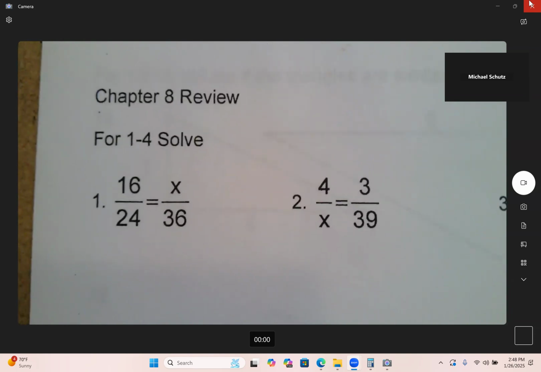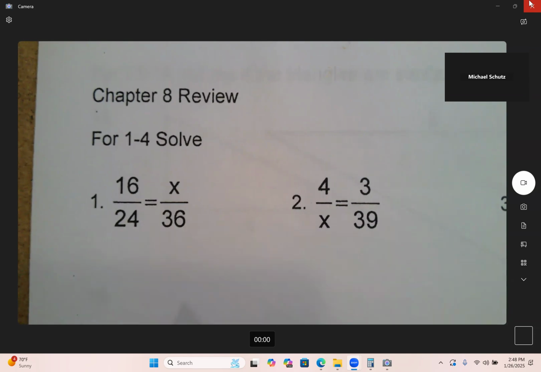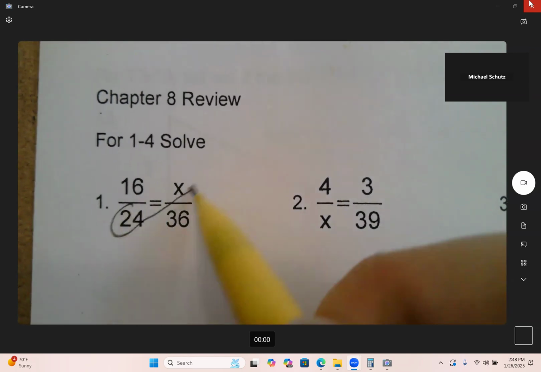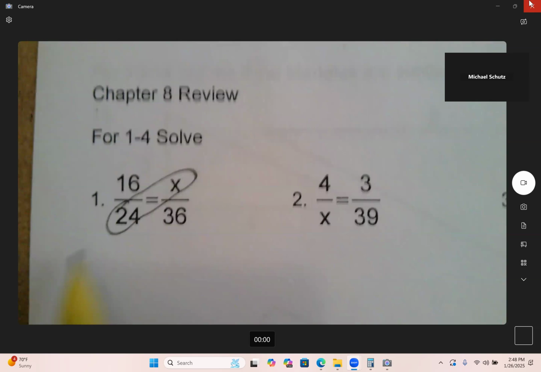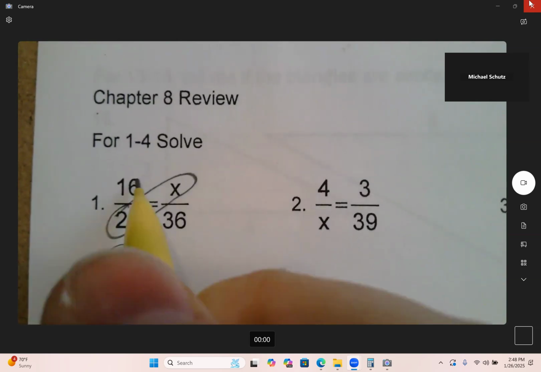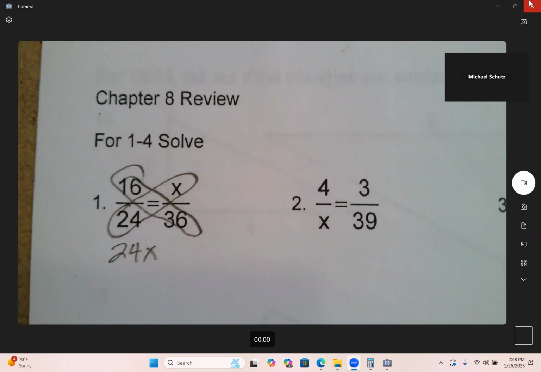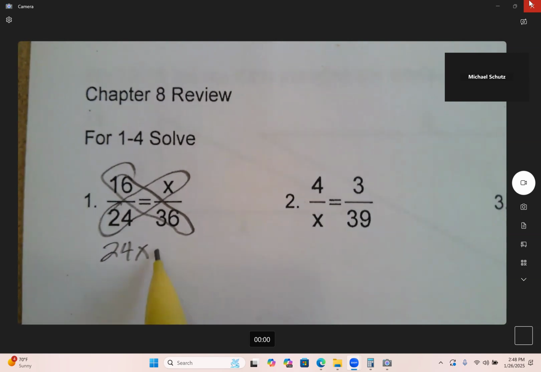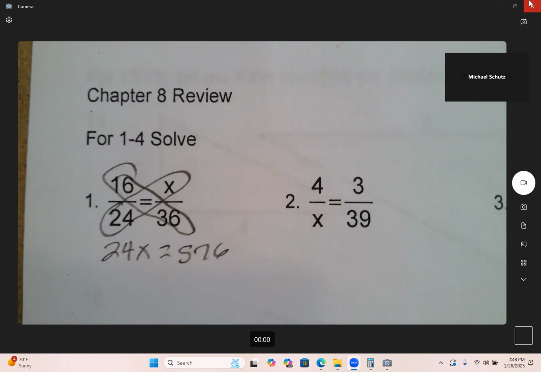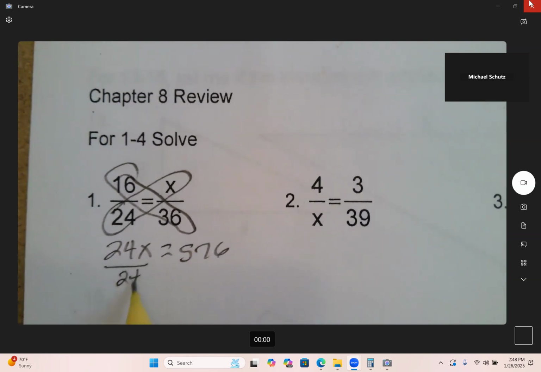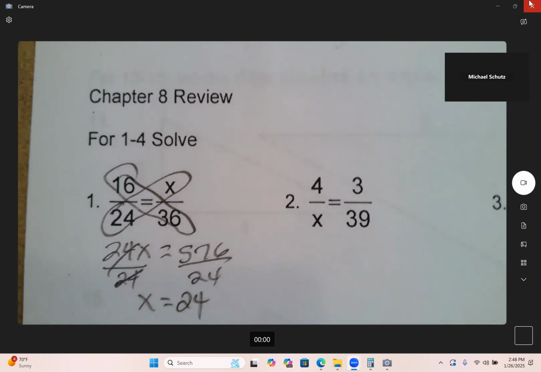So when we solve these proportions, we are going to do what's called the cross product. So we're going to multiply like this. 24 times x is 24x. And then we will use probably the calculator here to do 16 times 36, which is 576. And then we'll divide both sides by 24. Okay, and then 576 divided by 24 is 24. So x equals 24 is the correct answer.